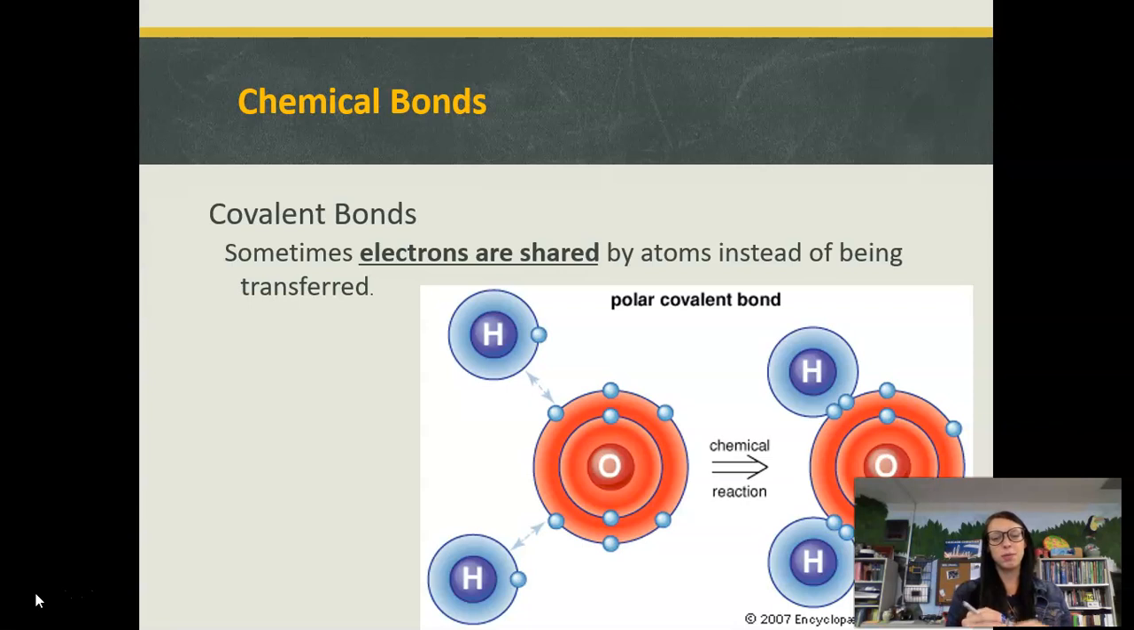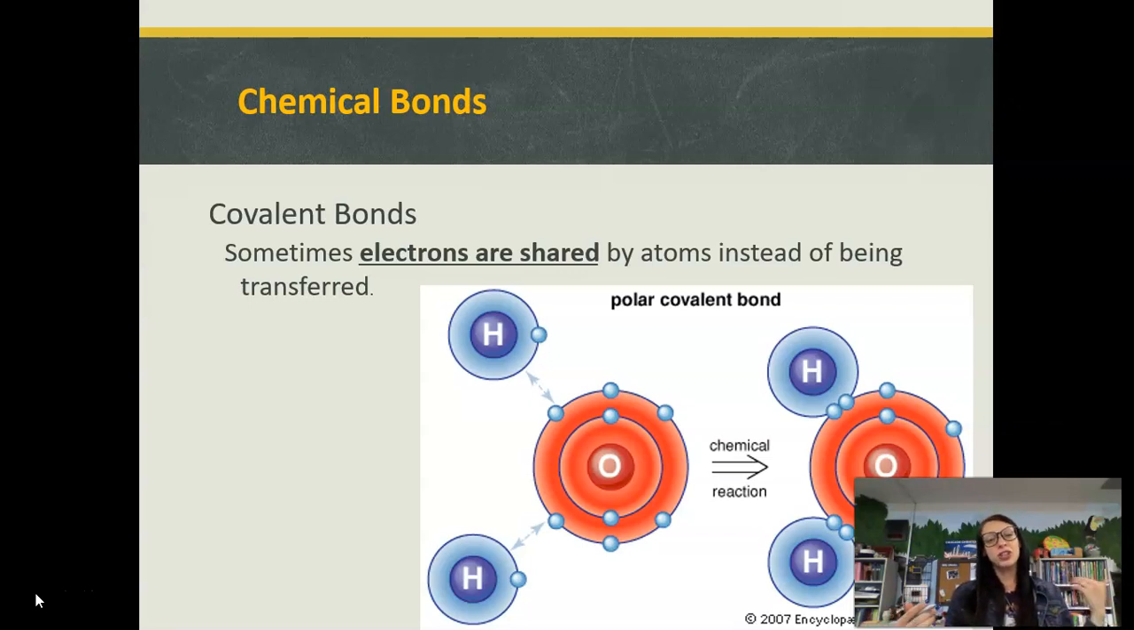Again, a nice, strong bond. The goal here is still to fill those outer shells, and we like a full 8. In the case of hydrogen, a full 2 in our outer electron shells, or these valence electrons. So water, or H2O, is a great example of a covalent bond.